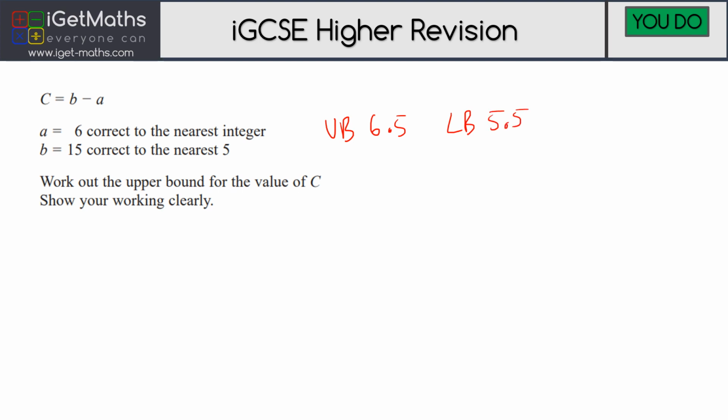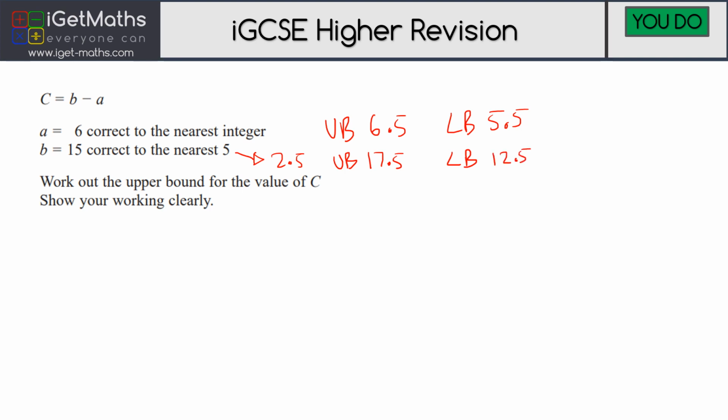15 correct to the nearest 5. Well, if you half 5, that gives you 2.5. So for the upper bound, you would just add that on. That would give you 17.5. For the lower bound, you would subtract that off. That would give you 12.5.